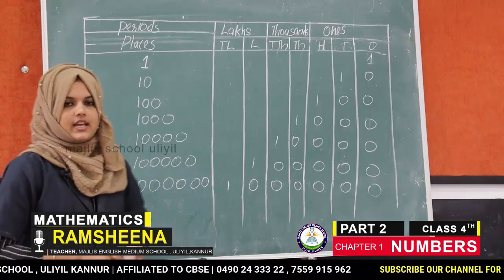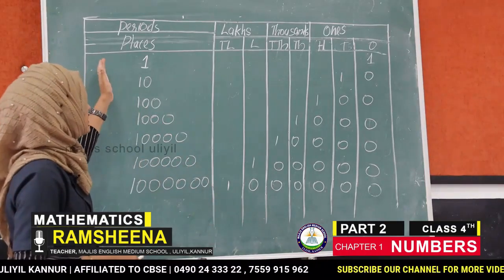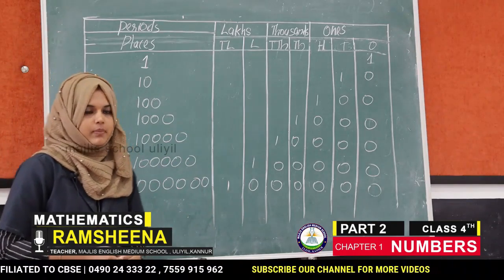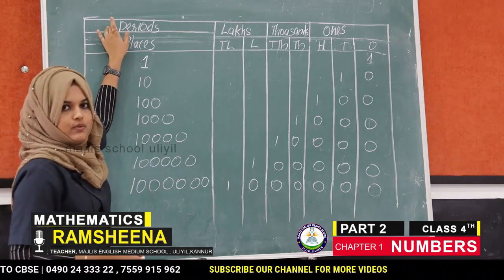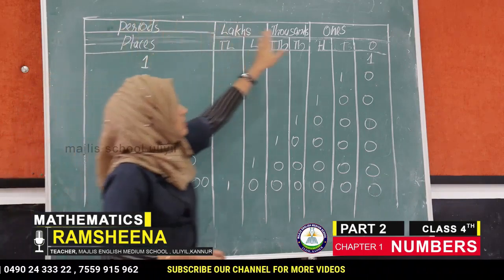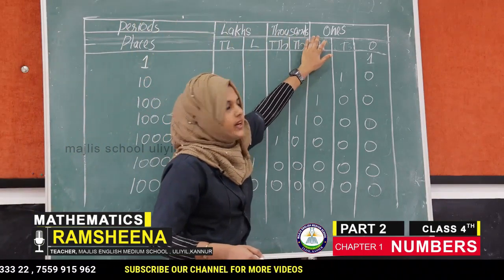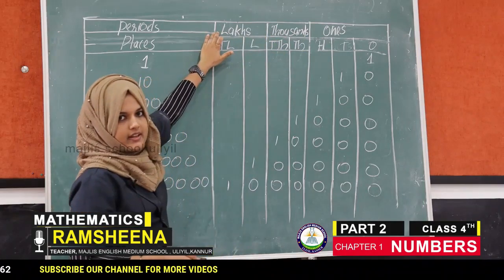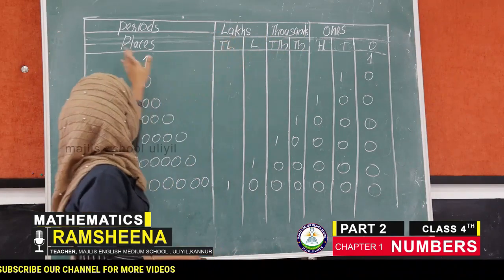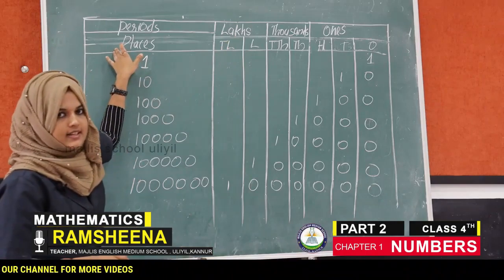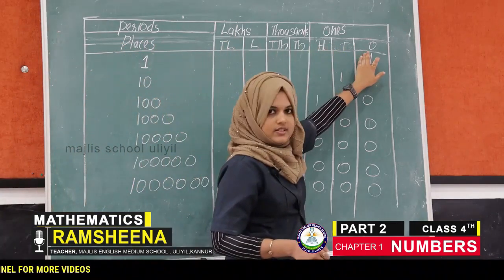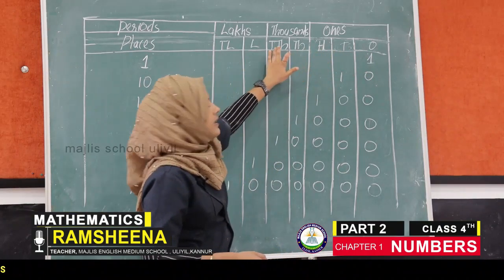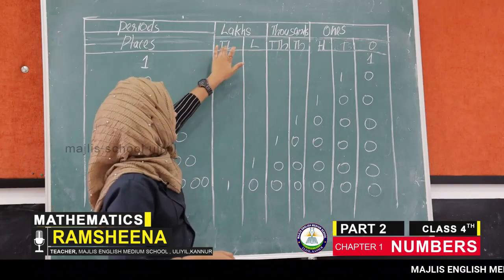This is the Indian place value chart. Look at these places. First, the periods. First period, ones period. Second period, thousands period, and third, lakhs period. So next, the places. First one ones, then tens, then hundreds, thousand, 10,000, lakh and 10 lakh.